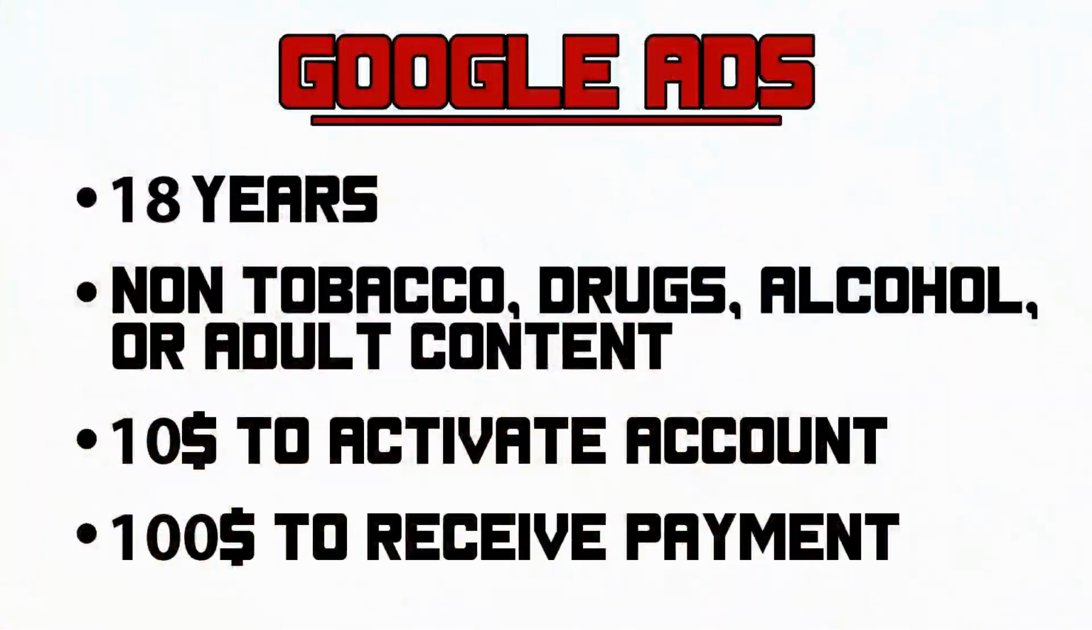Before you decide to create a Google AdSense account, there are a few things that are important for you to know. The first one is you need to be at least 18 years old so you can open an account with them. The second thing is your website cannot be related to tobacco products, and this also includes electronic cigarettes, drugs, alcohol, or adult content. Adult content can be, for example, a website where you offer a dating service or dating tips for men or for women. That kind of content Google simply doesn't accept.